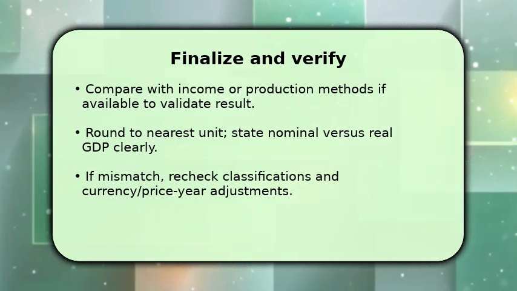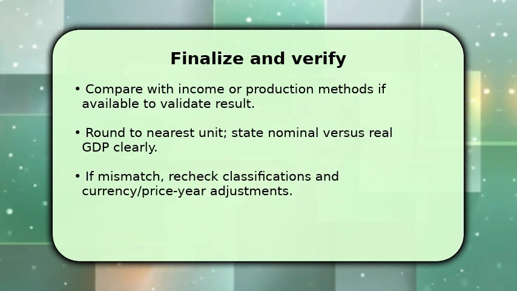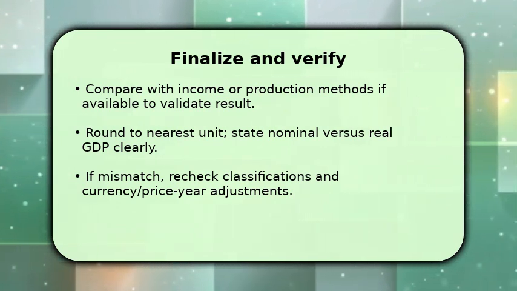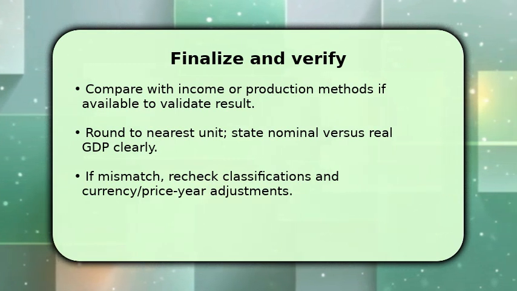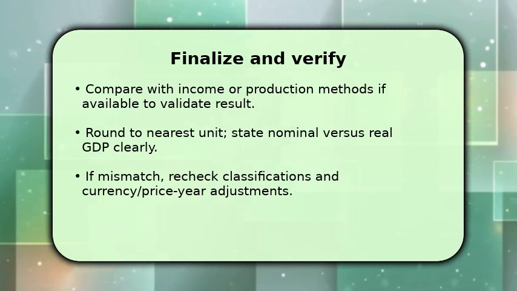You can cross-verify by comparing this expenditure result with income or production method totals if those are provided. Agreement increases confidence. Once rounded appropriately, present the GDP value and the year or price base used.